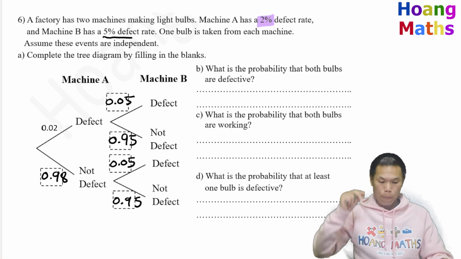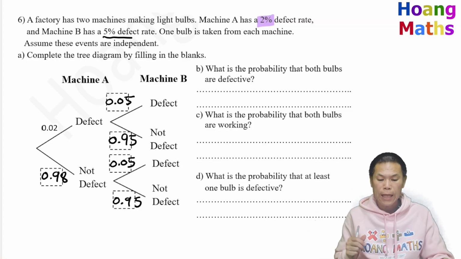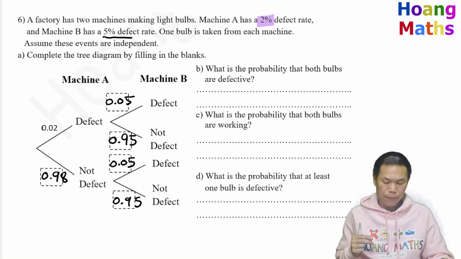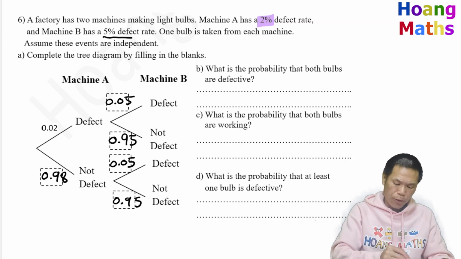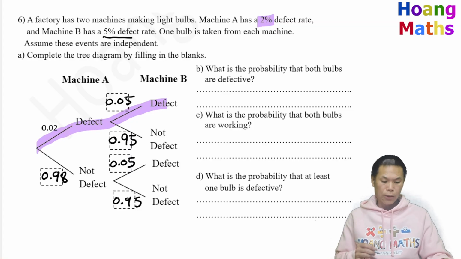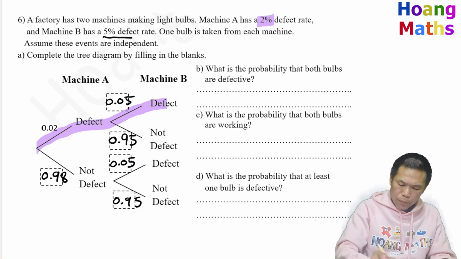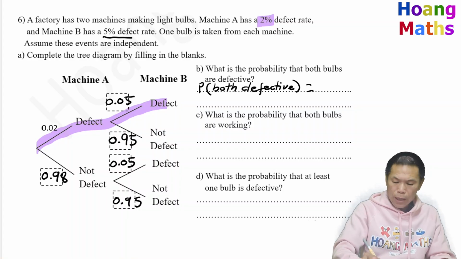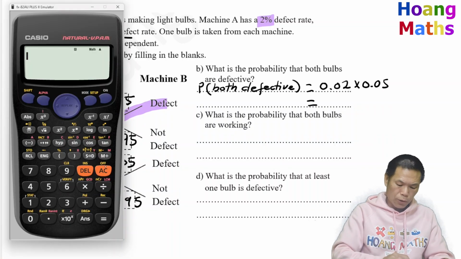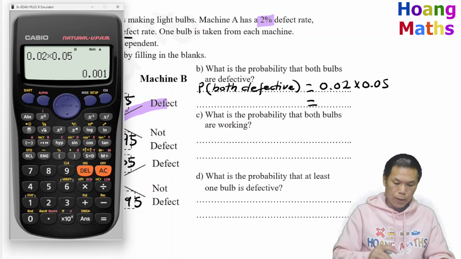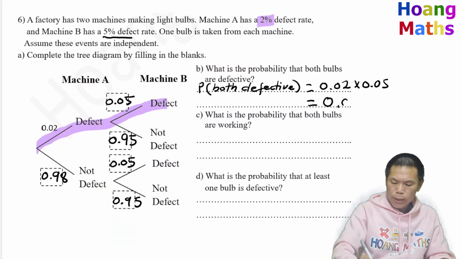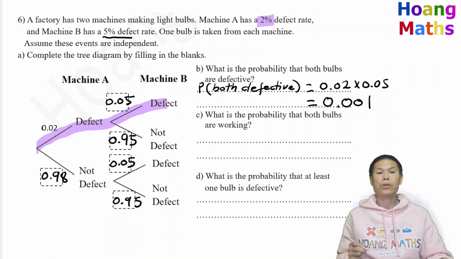So there you go. Now we can just work out the probability that both bulbs are defective. So that means both of them defect, okay? This. So that is, let me write it down here, probability. So that is 0.02 times 0.05. That is, I just go 0.02 times 0.05. So that is 0.001. So there you go.